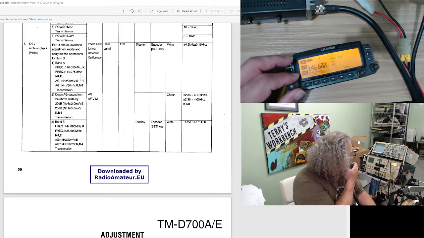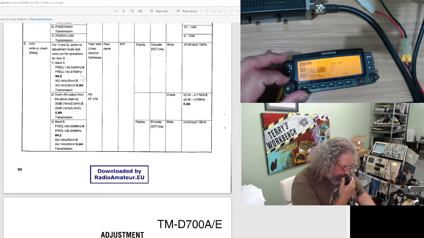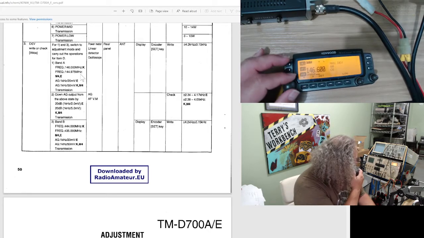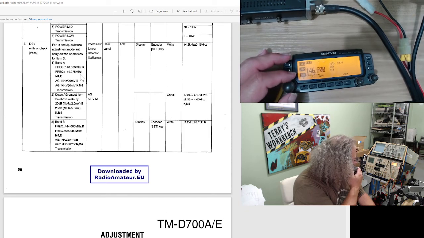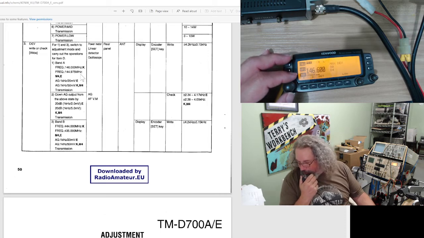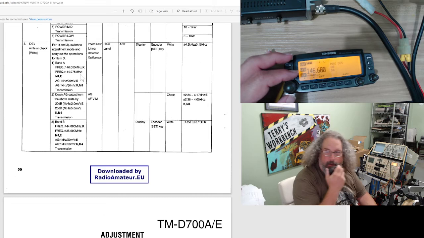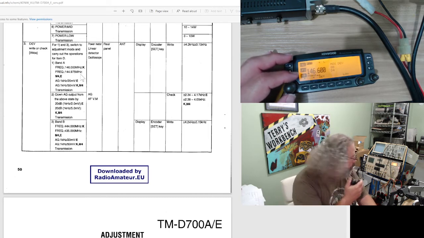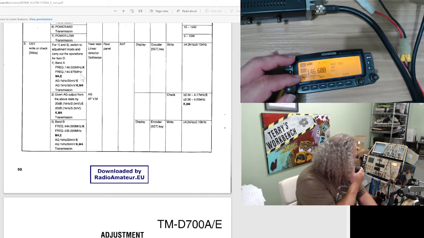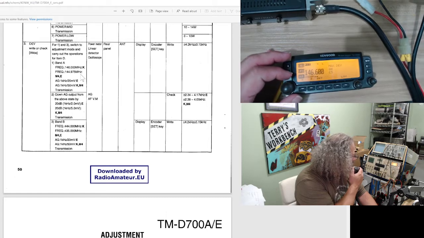1, 2, 3, 4, 5. Oh, look at that! We're getting 6 and 7 kcs of deviation. You know what? These things are notoriously quiet. I'm gonna give myself... There we go. Maximum 5 kcs of deviation.